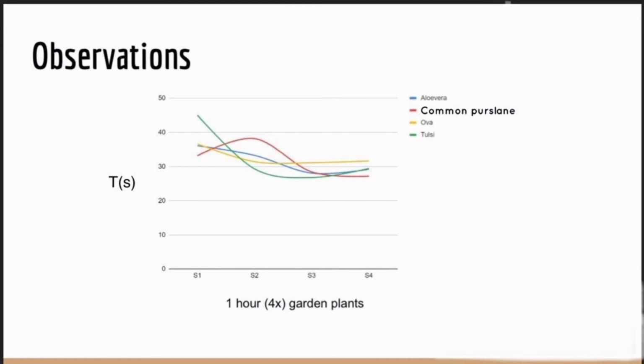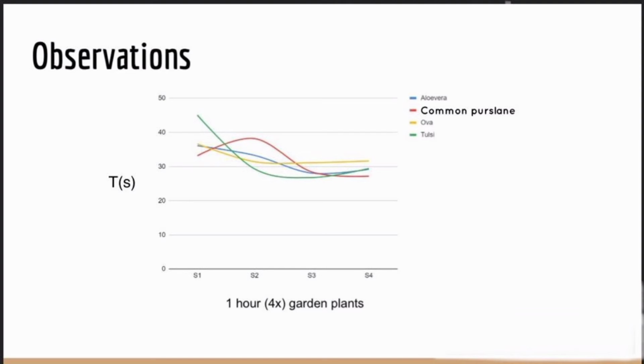We conducted a third experiment to check the variation in the level of oxygen given out by a set of plants during different times of the day: 8 to 9 am, which we called S1, 12 to 1 pm, which we called S2, 4 to 5 pm, S3, and 8 to 9 pm, S4. The experiment was conducted over 5 days and an average of the readings was taken. The common purslane shows a deviation from the trend, as in S2 is greater than S1. The trend is that in the case of the other plants, S2 is less than S1.